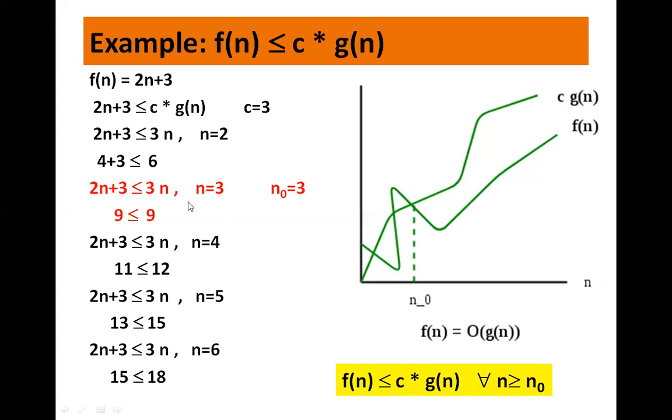So as I increase my n value, it will always remain greater. But after what? After the value of n is 3, that is, when n is greater than or equal to 3, this condition will be true. So this is what it shows. n0 is nothing but 3. That is a threshold. After this, it will always be greater, and at this point, it is equal. That is why we say f of n is less than or equal to c into g of n for all n greater than or equal to n0. So what is n0? n0 is 3 here. I hope the concept is a bit clear.